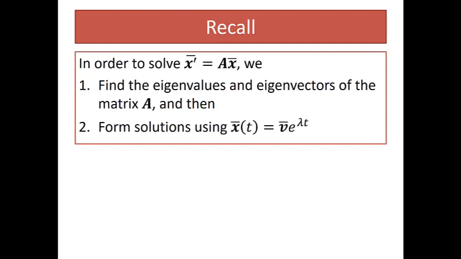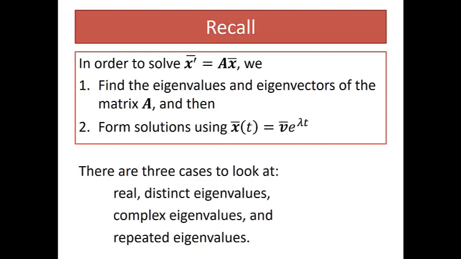then form solutions using the fact that the general solution x will be an eigenvector v times e to the lambda t, where lambda is the eigenvalue corresponding to the eigenvector v. Now, there are three cases that need to be discussed. The case when the matrix A has real distinct eigenvalues. We did that in a previous video.